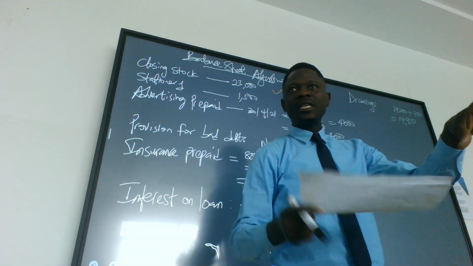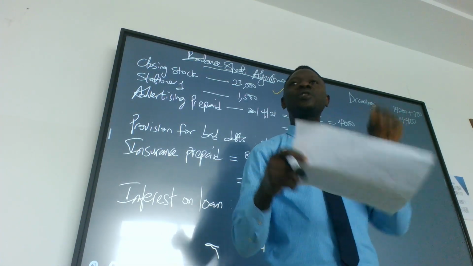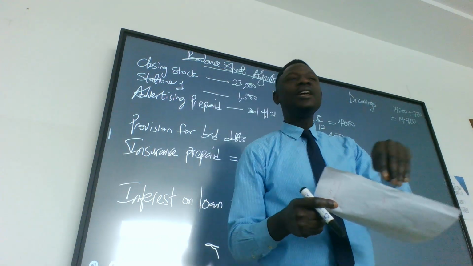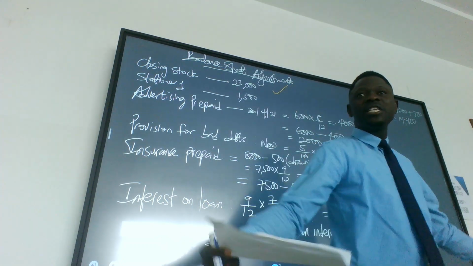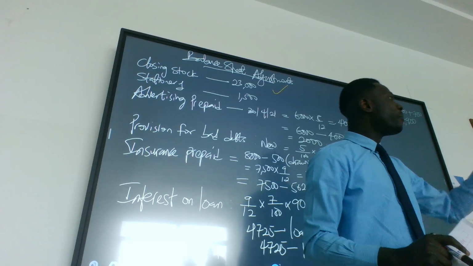Your opening stock is the stock you have at the start of this year. Your closing stock is the stock you have at the end of the year. So that is what is left in the business. So it is part of your balance sheet.